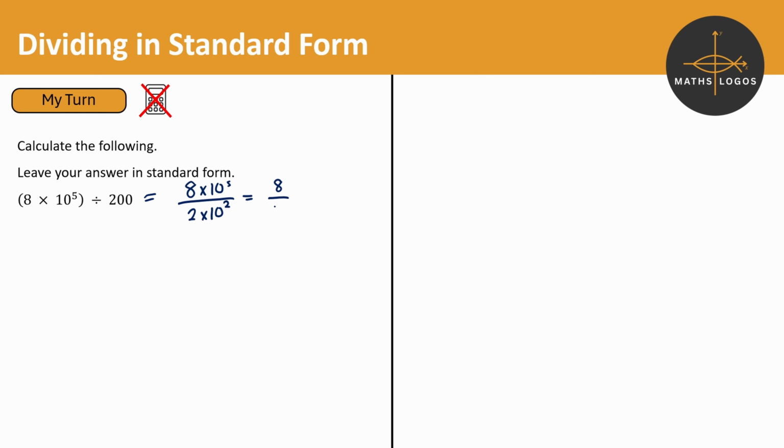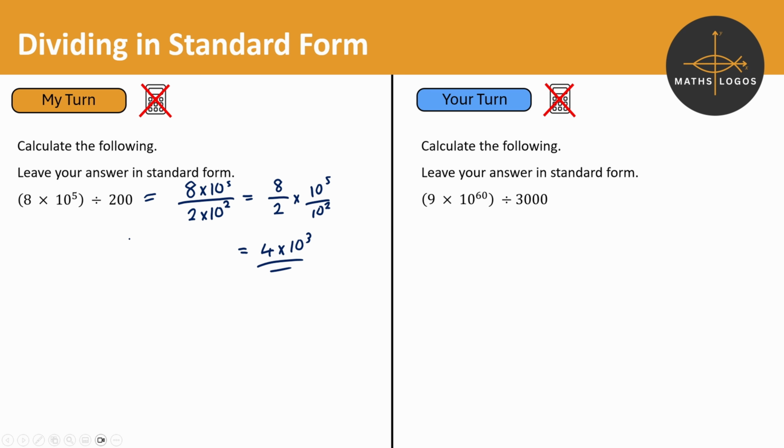Then split it into your two fractions, 8 over 2 multiplied by 10 to the 5 over 10 to the 2. 8 over 2 is 4. 10 to the 5 divided by 10 to the 2 is 10 to the power of 3. That's my answer. Pause the video, give this one a go, and then we'll look at it in a second.